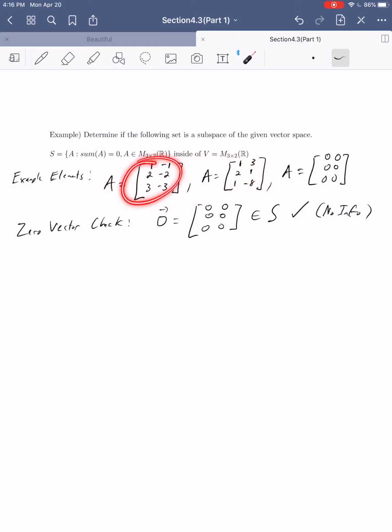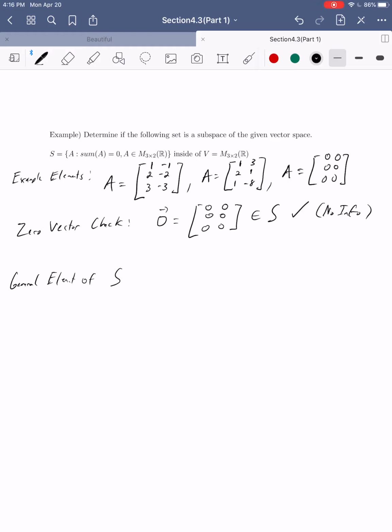Now we have to ask ourselves, if we were to add things like this, or scalar multiply one of these, are we going to get something that also has a sum that is 0? Well, it's going to be tough to show that because sum is not something that we did a lot of properties of. So maybe before we get into showing whether or not this is closed under addition and scalar multiplication, let's think a little more about what this set actually means, sort of like how we constructed these. So let's talk about a general element of S.